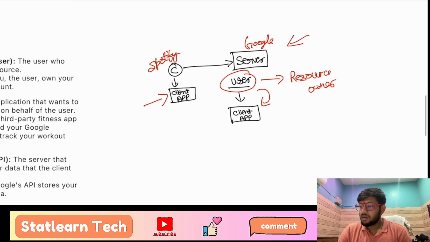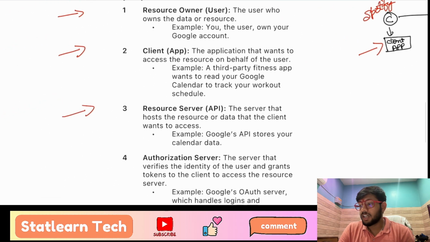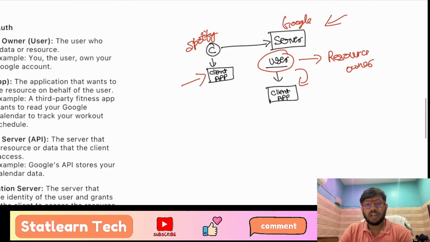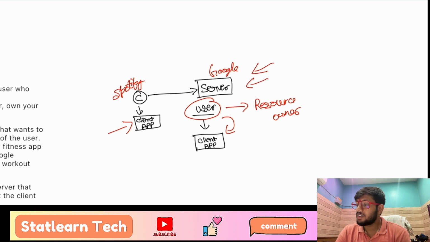Okay. The next is the authorization server. The authorization server is a server that is verifying the user's identity and the client app, and will also grant the tokens to the client app which will be used by your client to access the resource server or the data. In our case, the Google server is also the authorization server.